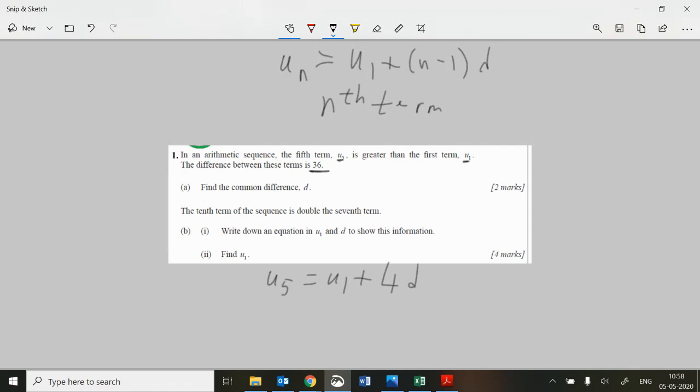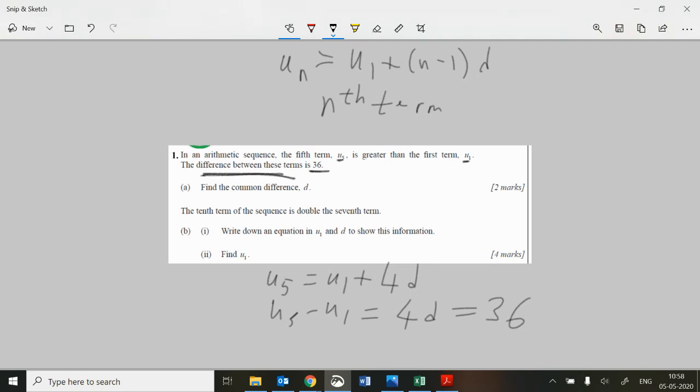Okay, so when they're talking about the difference between these two terms, they mean U5 take away U1. So take this to the other side, you'll get the difference, and that difference is equal to 4 lots of the common difference, so the difference between each of the terms. That's equal to 36, so you should be able to work out what d is now.